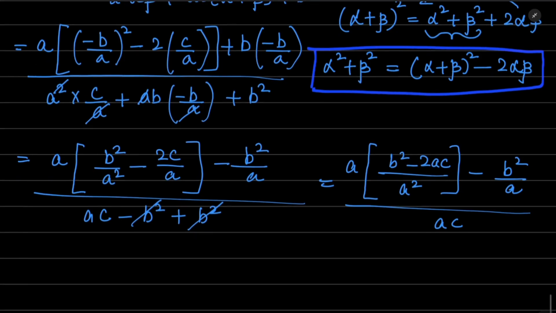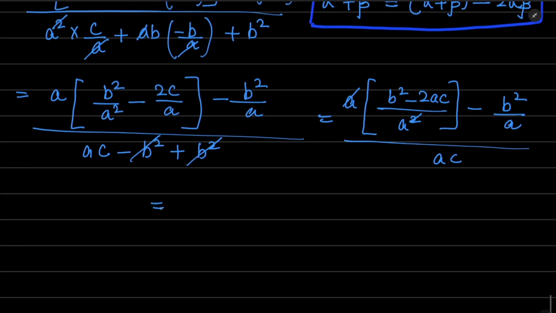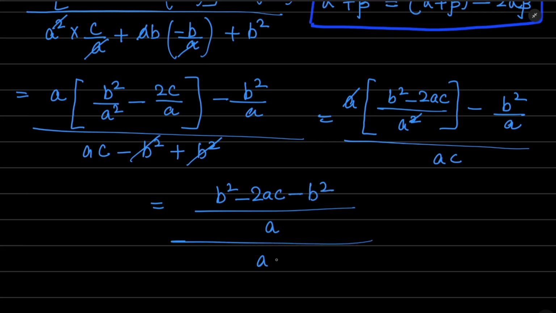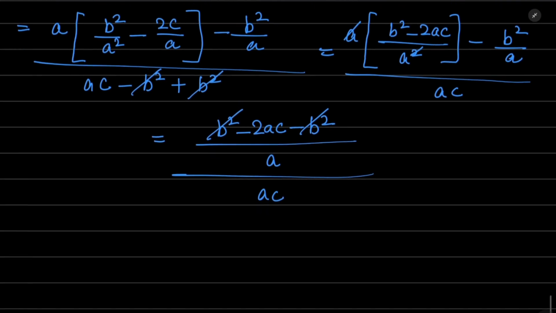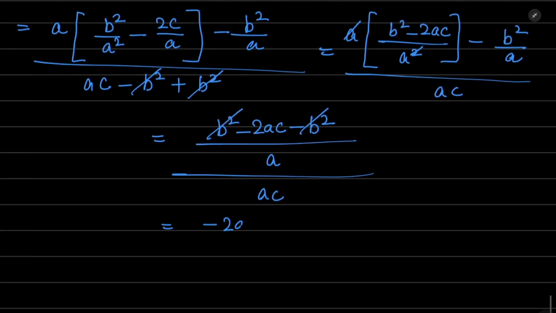Right? Now again here one a will get cancelled. So what remains is, again you can take the LCM as a. So b square minus 2ac minus b square whole divided by ac. Right, b square minus b square gets cancelled. So what you have is minus 2ac by a multiplied by 1 by ac. ac gets cancelled. So minus 2 by a remains.